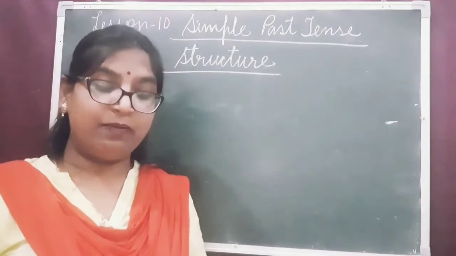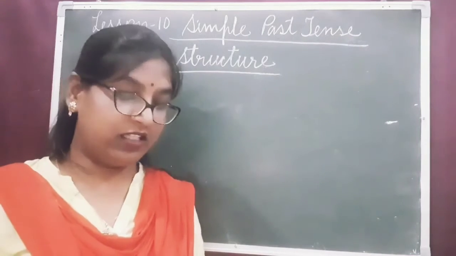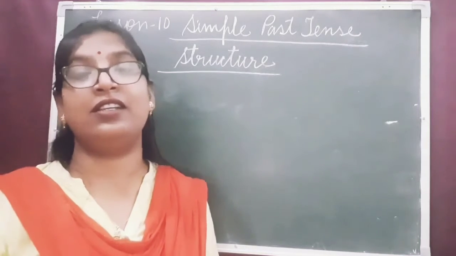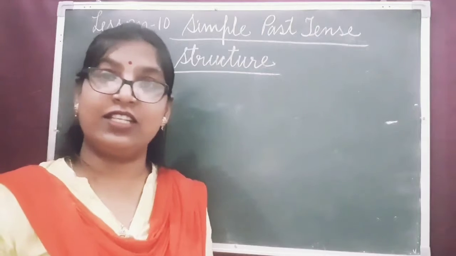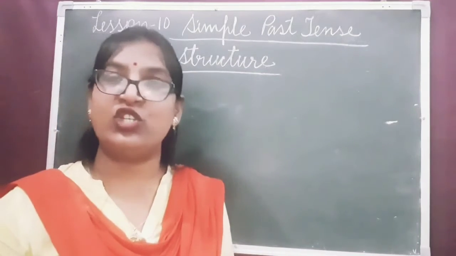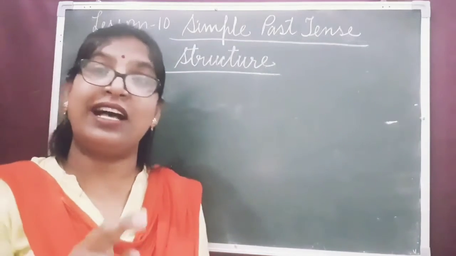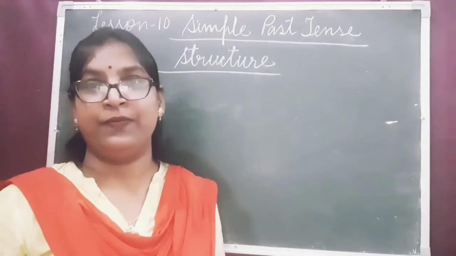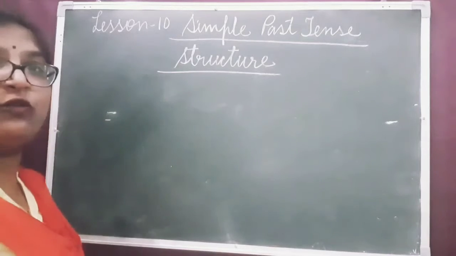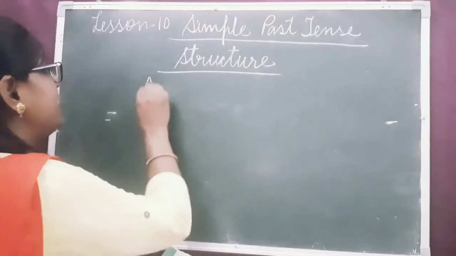Children, the simple past tense can be used in various types of sentences: the affirmative sentence, negative sentence or interrogative sentence. I already told you interrogative sentences can be of two types, yes no question or WH question. Now we are going to study the structure of the sentences, how to frame them. First of all, we'll study the affirmative sentence.